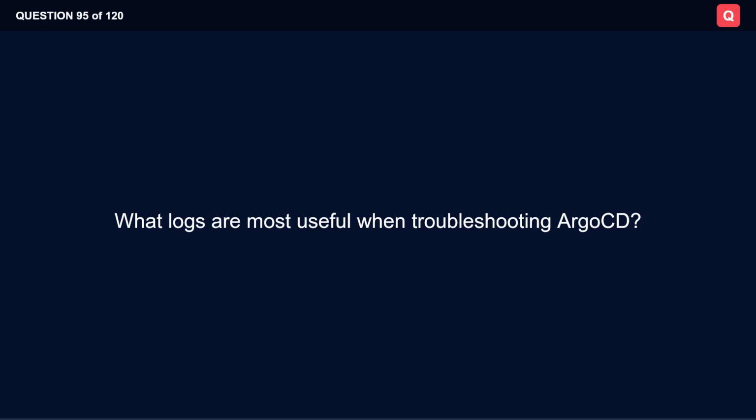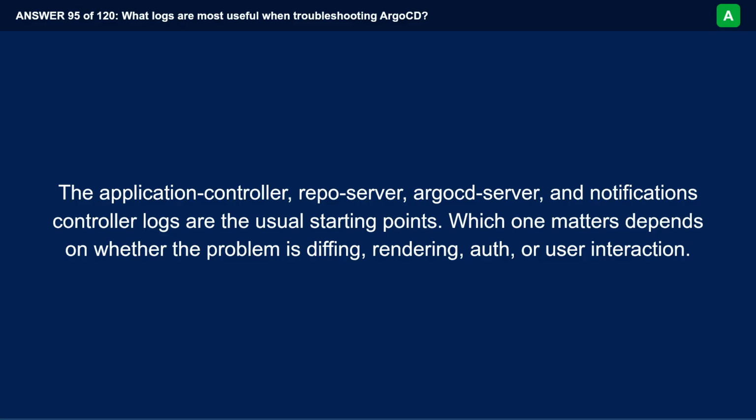What logs are most useful when troubleshooting ArgoCD? The application controller, repo server, ArgoCD server, and notifications controller logs are the usual starting points. Which one matters depends on whether the problem is diffing, rendering, auth, or user interaction.